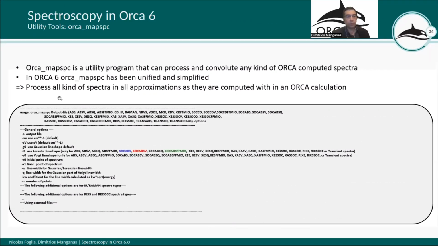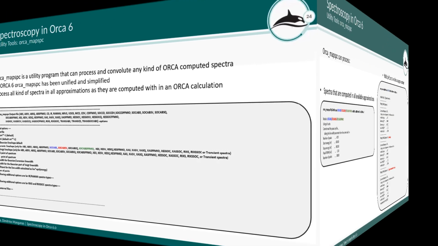To aid the computed spectra visualization and analysis, ORCA bears utility programs. One of those, ORCA Map SPC, is a utility program that can process and convolute any kind of ORCA computed spectra. In ORCA 6, ORCA Map SPC has been unified and simplified so that it's able to process all kinds of spectra in all approximations as they are computed within an ORCA calculation.